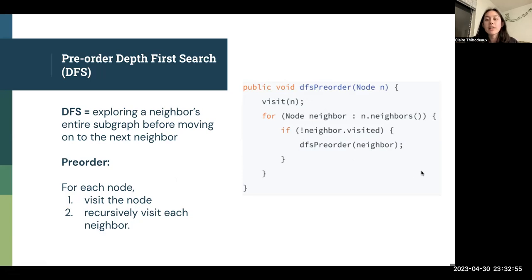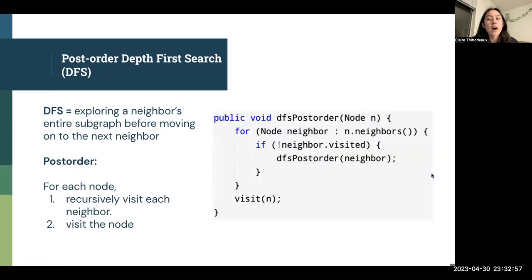And this is actually directly the opposite of our other type of traversal, which is post-order. Post-order DFS is again DFS, but the only difference is that now we're looking at the neighbors first before visiting the node, right? As you can see in the code, it's basically just the opposite of pre-order. We're first visiting all the neighbors and then we're visiting that node.